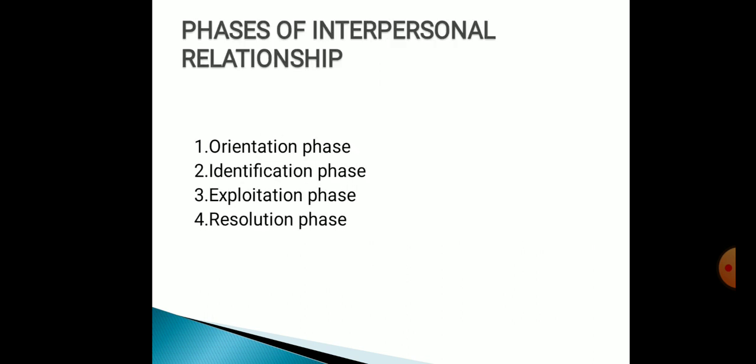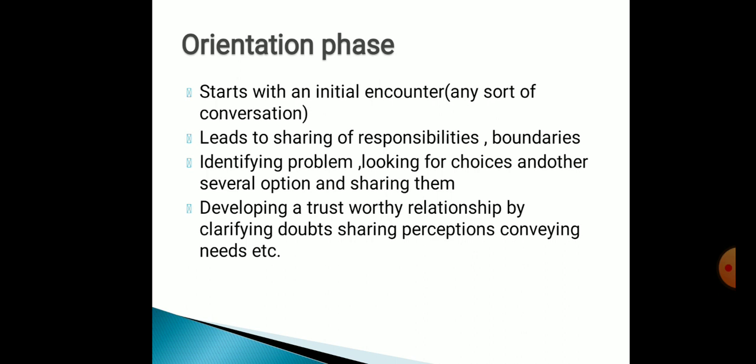Phases of interpersonal relationship. There are four phases of interpersonal relationship. First, orientation phase, identification phase, exploitation phase, resolution phase. Orientation phase starts with an initial encounter as a short conversation leading to sharing of responsibility, boundaries, identifying problems, looking for choices, another several options and sharing them. Developing a trustworthy relationship by clarifying doubts, sharing perception, conveying need, etc.